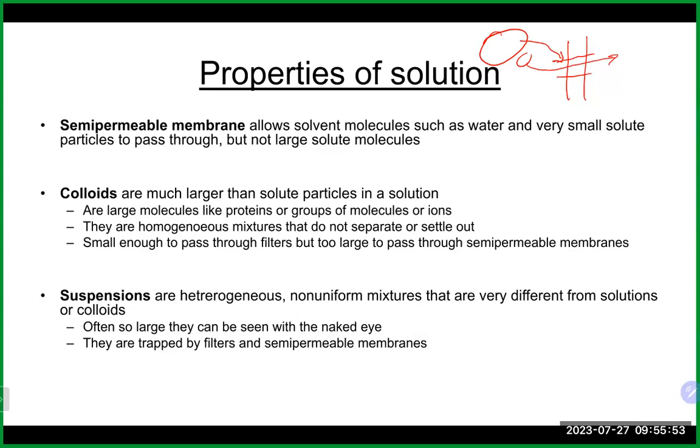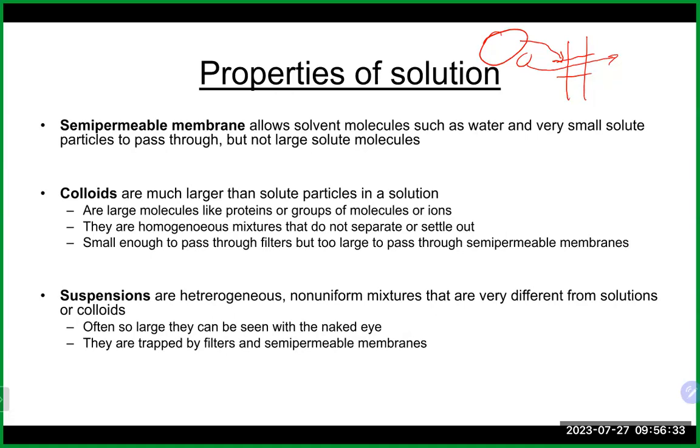There are different types of solutions we sometimes refer to. There are ones known as colloids, and these are larger solute particles. They are proteins or groups of molecules that are together. They are a homogeneous mixture. So colloids are homogeneous, which, as we've talked about, means that it looks the same throughout. They are small enough to pass through filters, but they do get hung up trying to get through membranes. So if you use something like filter paper, you'll be able to pass them through it. But if you try to use a membrane, they will get caught up.